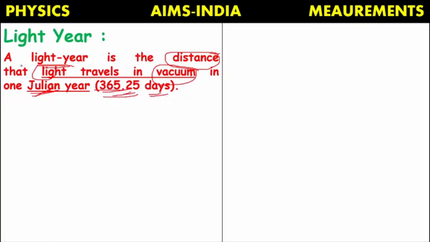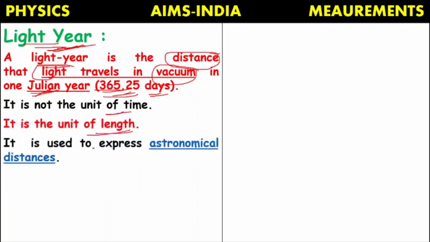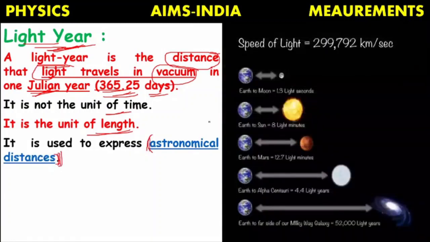Actually, by the name light year, we will get confused and consider it a unit of time, but it is not a unit of time. It is a unit of length. It is used to express astronomical distances.